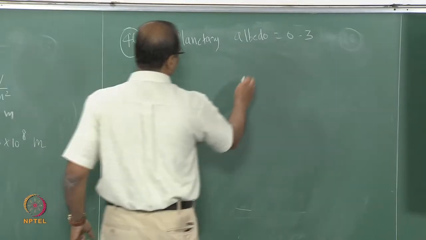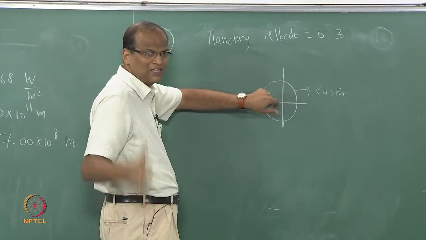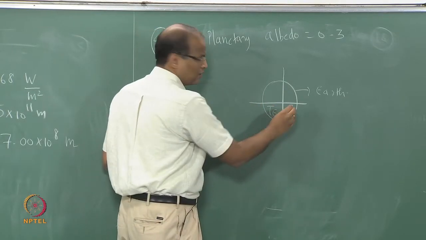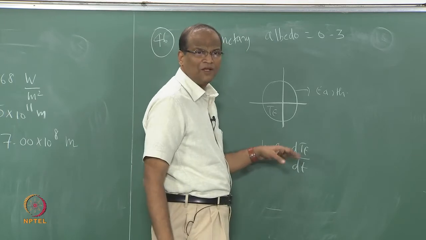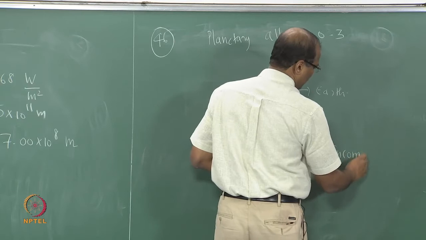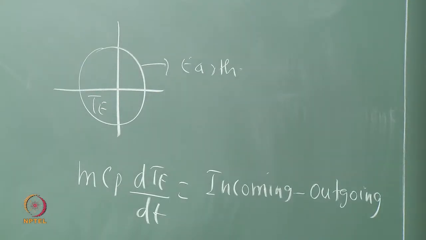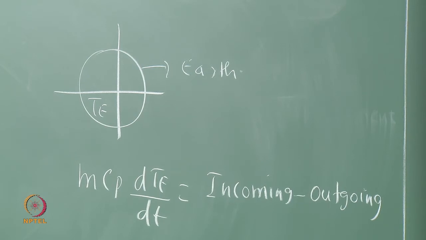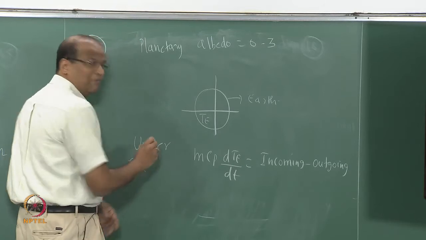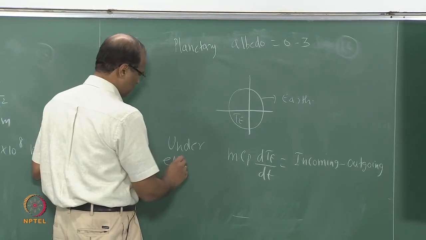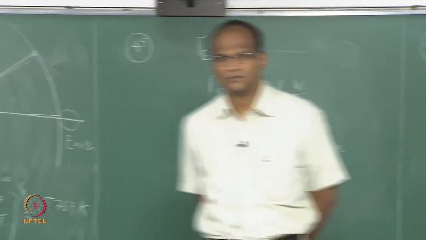Now, what is radiative equilibrium? Radiative equilibrium means you are considering the whole, let us say the whole Earth is at one temperature. Now, under equilibrium, the rate of change of enthalpy of the Earth is incoming minus outgoing. The incoming is from the solar and the outgoing is basically emission. Okay. Under equilibrium, temperature does not change with time.